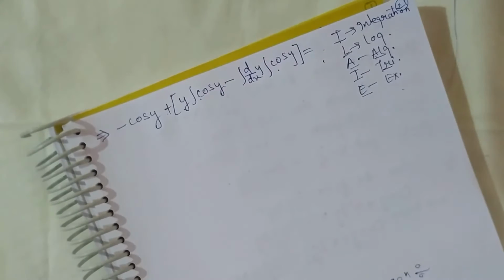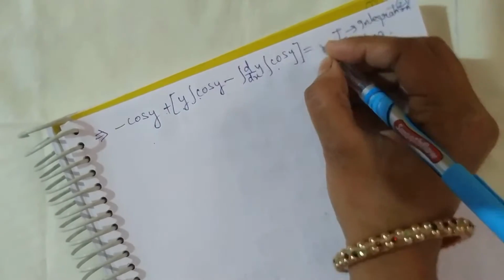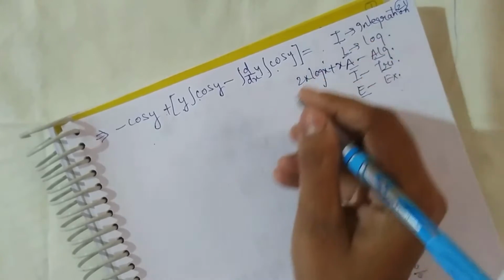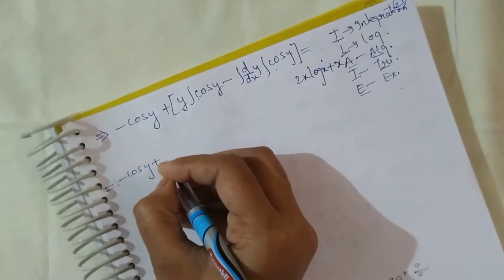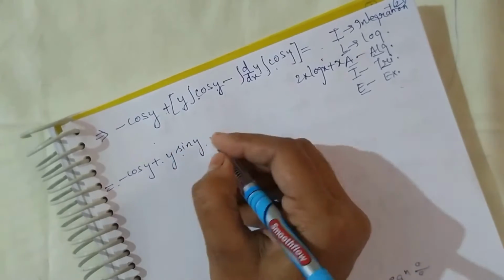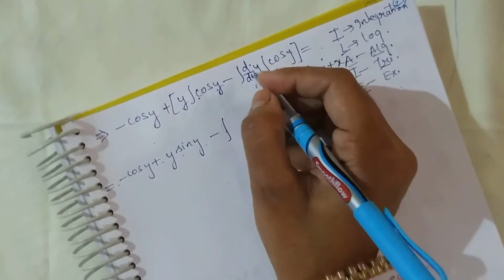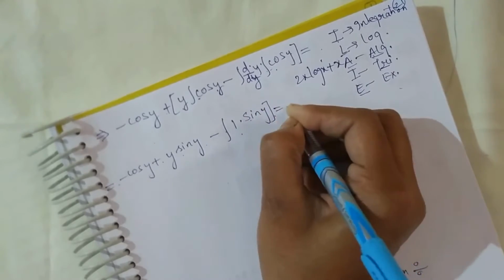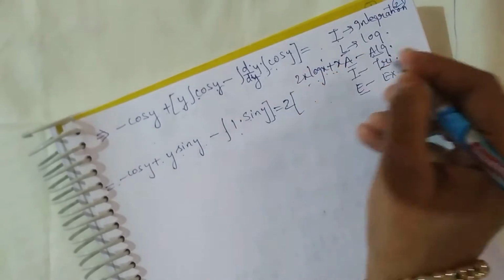The right side is 2x log x plus x. Here we get minus cos y plus y times the integration of cos y, which is sin y, now minus the integration of d by dy of y, which is 1, times the integration of cos y, which is sin y, equals 2 times, where we apply integration by parts here also.